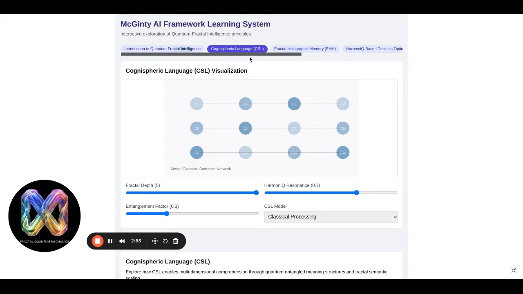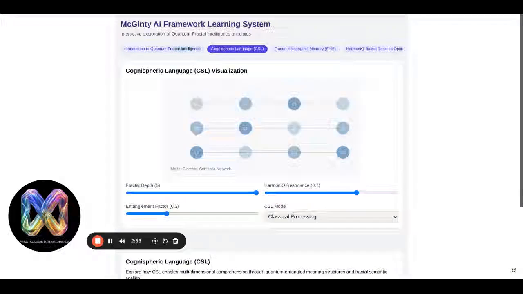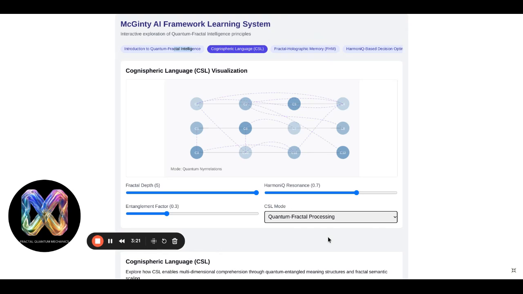Now, Module 2. Here we explore the cognospheric language, or CSL. Traditional AI language models process information linearly, but CSL enables multi-dimensional comprehension. The visualization shows a semantic network, but watch what happens when I switch from classical processing to quantum fractal processing mode. See how the purple connections emerge between the concepts?